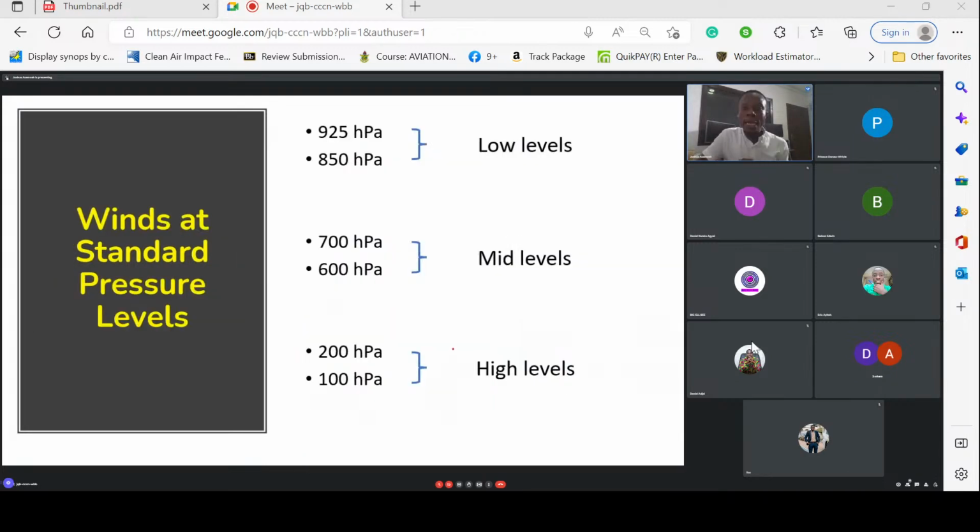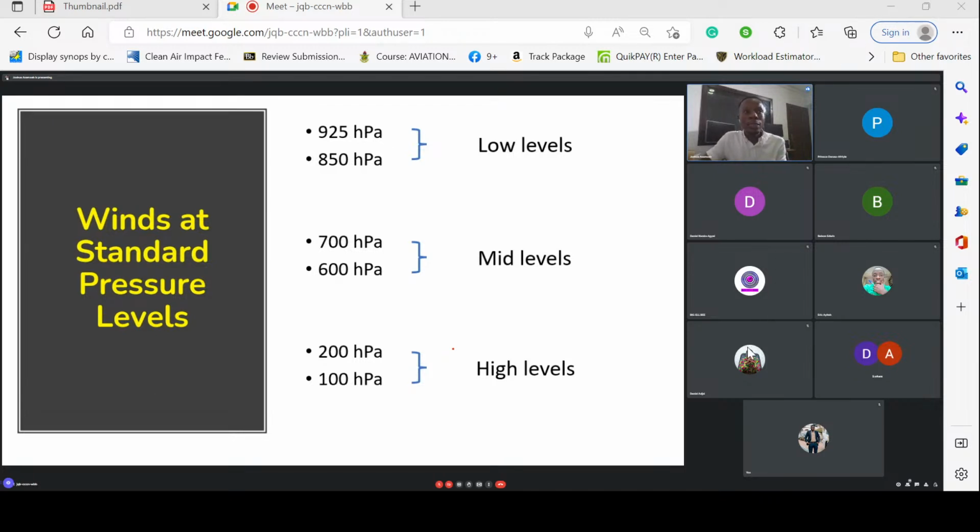So for us here in Ghana, we use 925 hectopascal and 850 hectopascal as our low level winds. And then we use 700 hectopascal and 600 hectopascal as our mid-level wind, and then 200 and then 100 hectopascal as our high-level winds. This will also depend on the area. For instance, for most low-lying areas, Greater Accra and by extension most parts of the coastal sector, this is a low-lying area, and so even 925 will not necessarily be our low level. You can still go below that to about 10 meters wind, which will be very close to the surface.